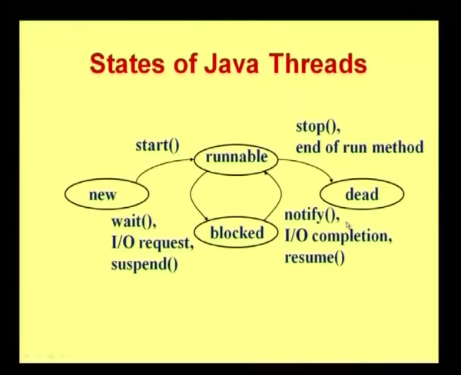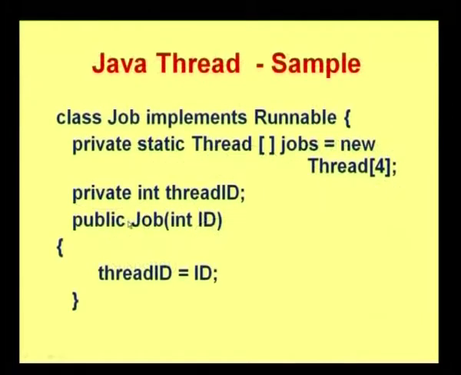When another thread gives notify, I can go and make my attempt at running. After IO completion, I can come to the runnable state, or else after resume I can come to the runnable state. So, these are the various states of your thread. Here you can see a sample program which creates a thread and utilizes a few methods of the thread.